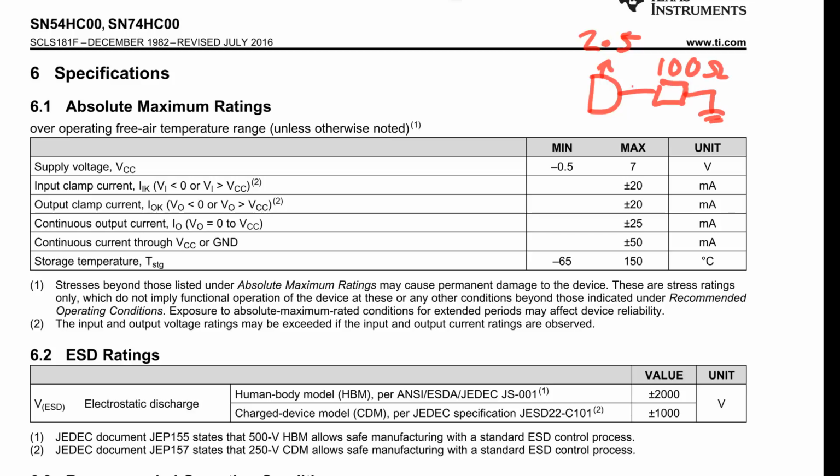If you do, then that's going to exceed the maximum value here of plus minus 25 milliamps, the continuous output current. So the instantaneous could be higher, but they're not going to tell you that. It's the continuous output current. So anything lower than 100 ohms, you've exceeded your absolute maximum ratings, and the magic smoke could escape.